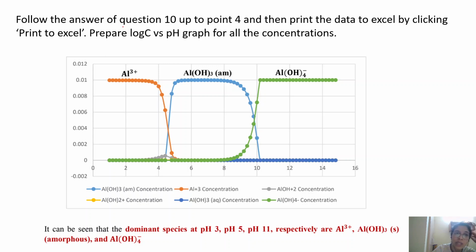So we have to follow the answer of question number 10 up to point 4. Follow the answer of question, not 10, I'll correct it, up to point 4 and print the data to Excel by clicking print to Excel. Then we will prepare a log C versus pH graph for all the concentrations. It can be seen that at pH 3, at pH 5, and at pH 11, respectively, the dominant species are Al3 plus. These are the dominant species.